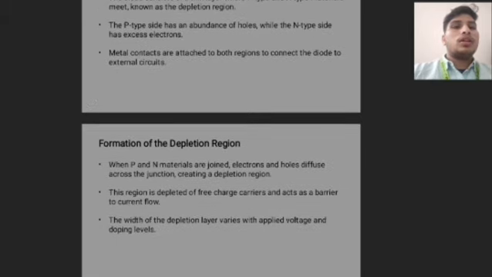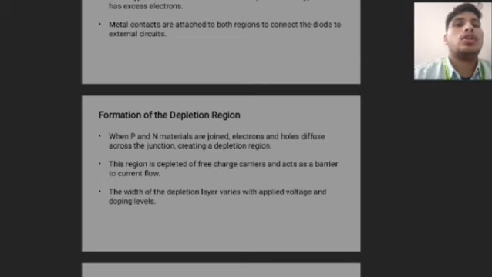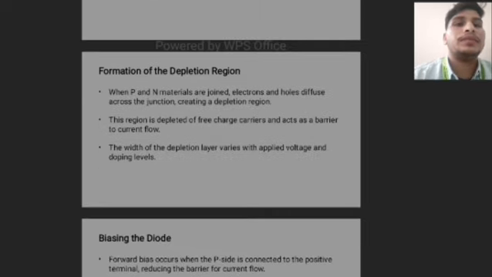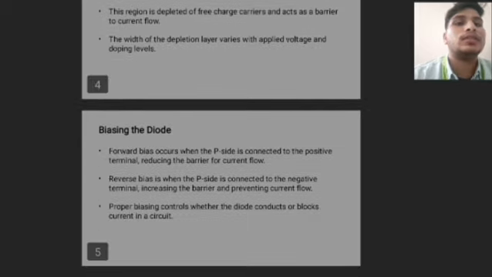Formation of the depletion region. When P and N materials are joined, electrons and holes diffuse across the junction, creating a depletion region. This region is devoid of free charge carriers and acts as a barrier to current flow. The width of the depletion layer varies with applied voltage and doping levels.